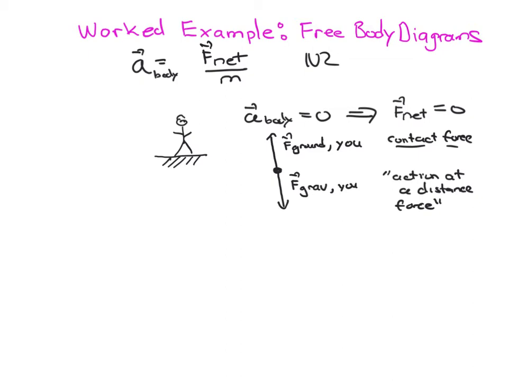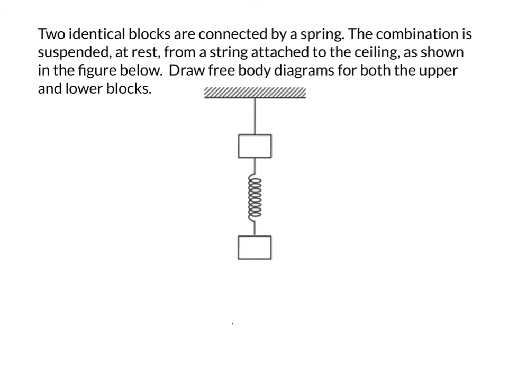Let's take a slightly more complicated problem. Here's the problem. There are two identical blocks, and they're connected by a spring. The whole thing is at rest because connected to the upper block is a string, and that string is connected to the ceiling. So the whole thing is just hanging stationary. We'll call this the upper block, and this is the lower block. And now we're asked to draw free body diagrams for each of these two blocks. Okay, so let's do it. We'll start with the lower block.